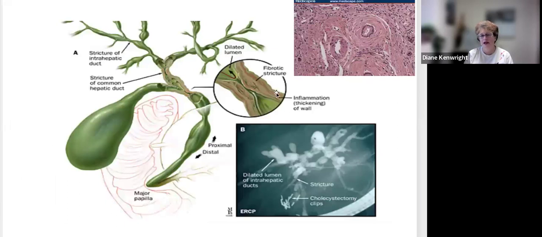Here's a picture of it. So this is what I was meaning by this bile duct cirrhosis, bile duct onion skinning with the fibrosis around it, not so much inflammation, both intrahepatic and extrahepatic bile ducts. A very typical picture on an ERCP.